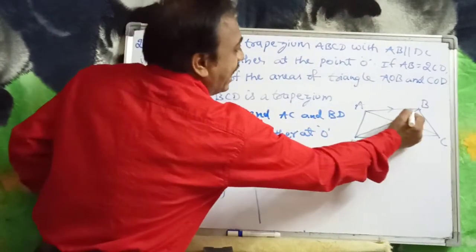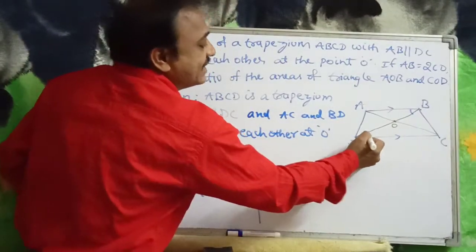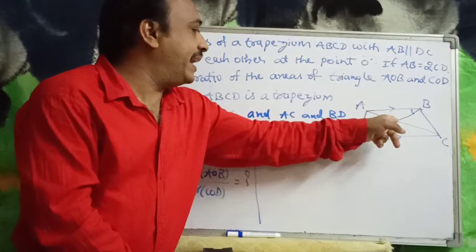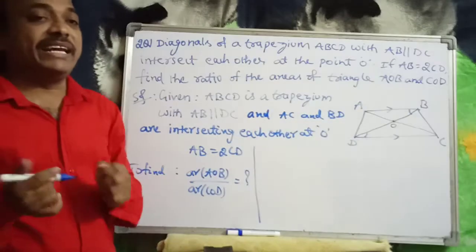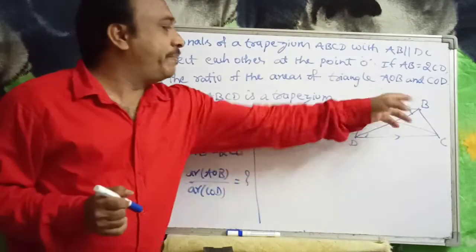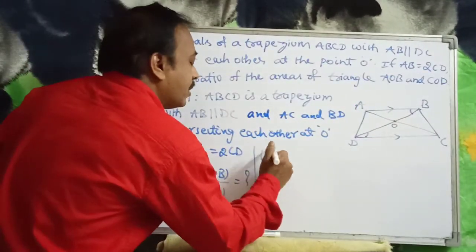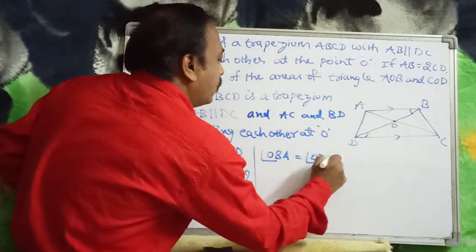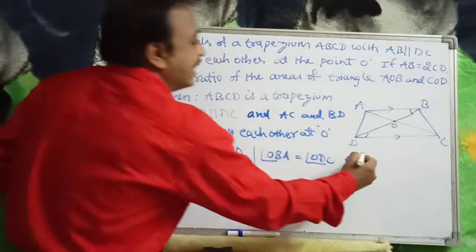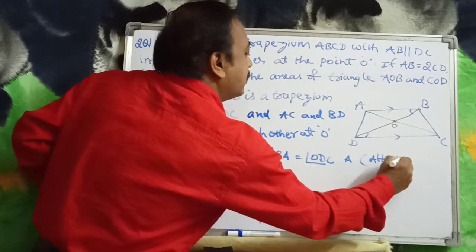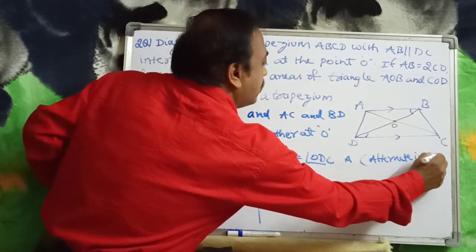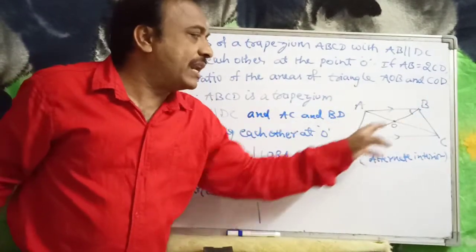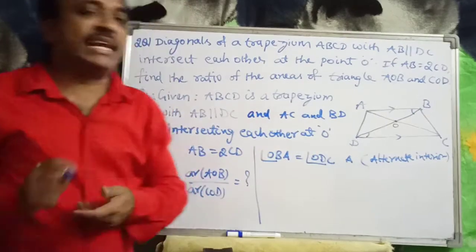So observe it. Angle OBA and angle ODC are alternate interior angles. So angle OBA is equal to angle ODC. Reason: alternate interior angles are equal. Why are they alternate interior angles? AB is parallel to DC and BD is a transversal.